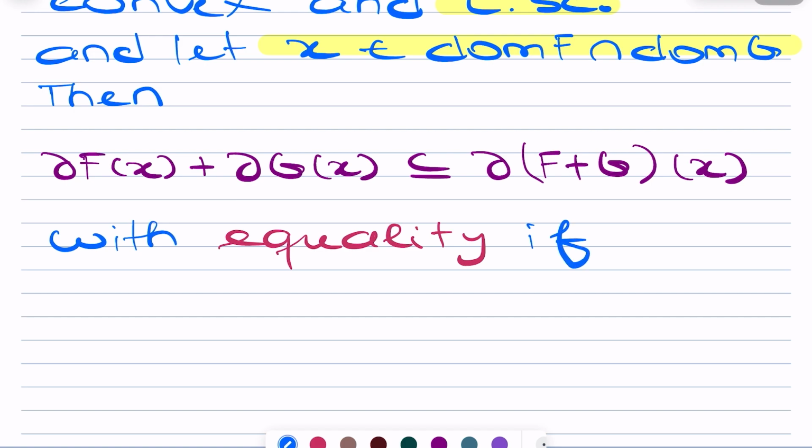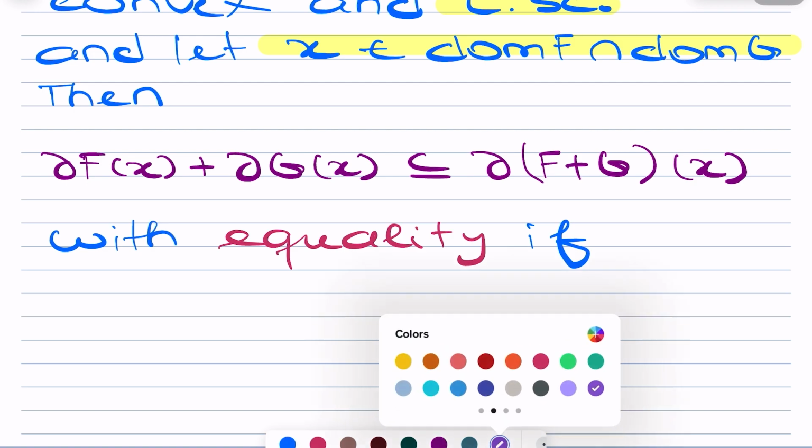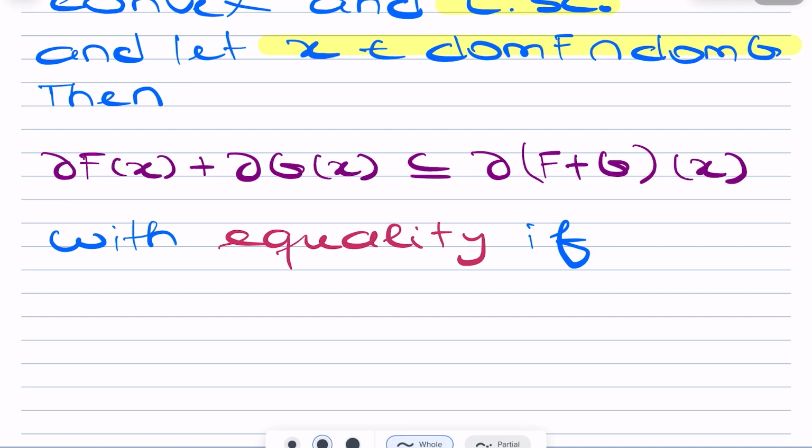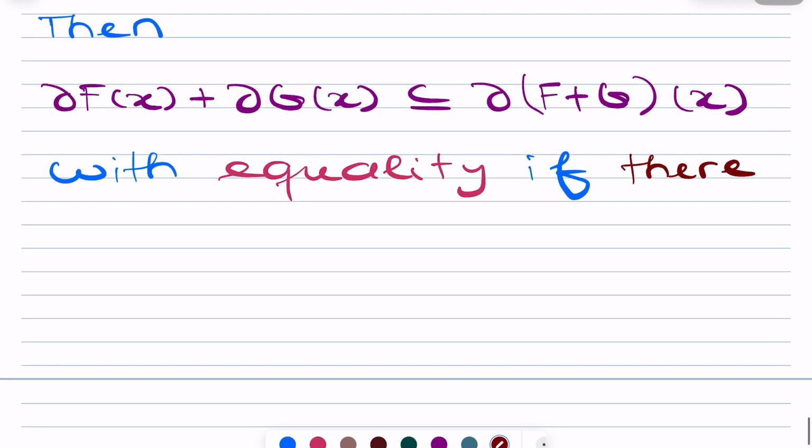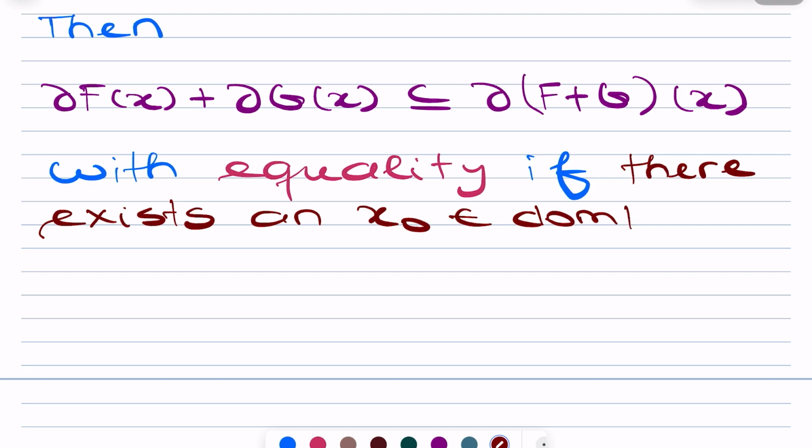With equality if there exists an x0 in the interior of the domain of f, intersected with the domain of g. So let me just highlight this.